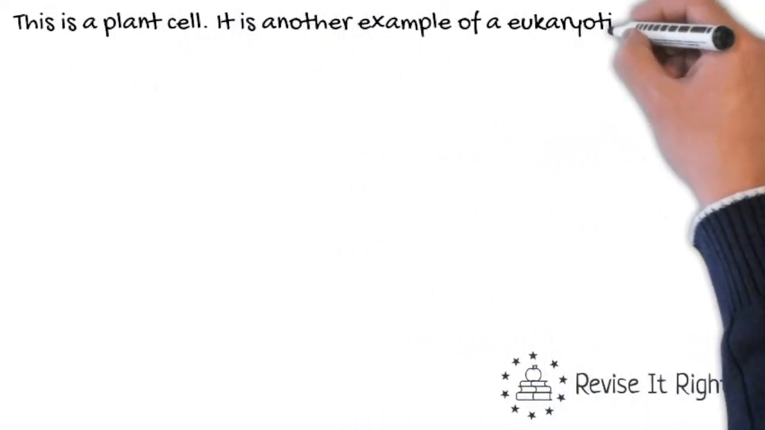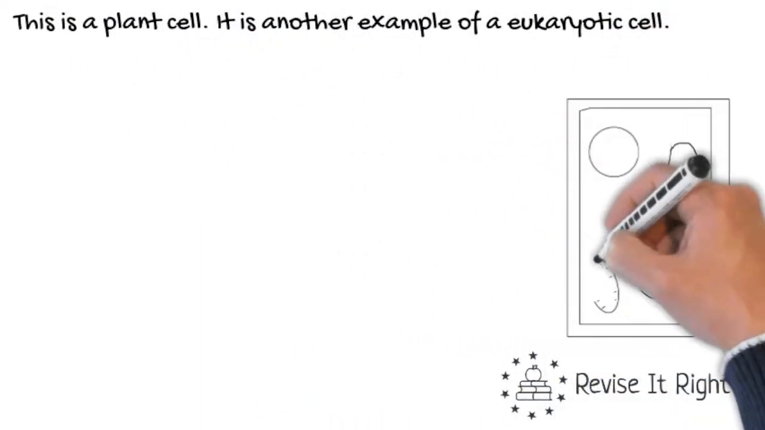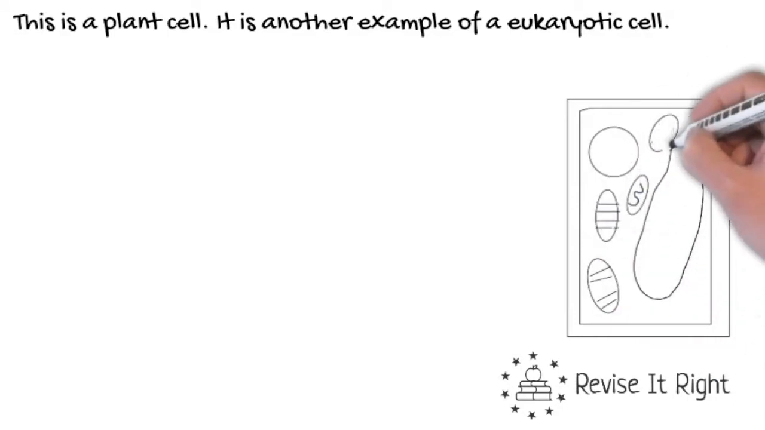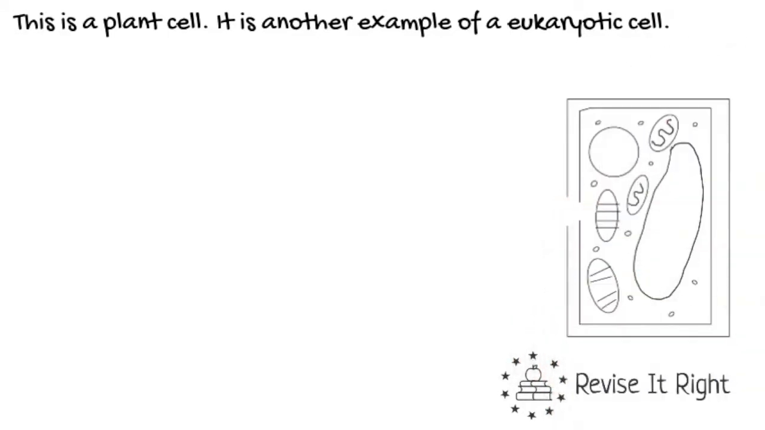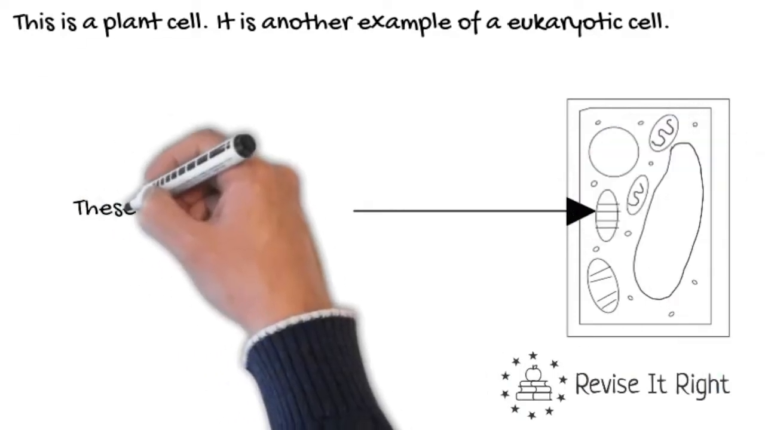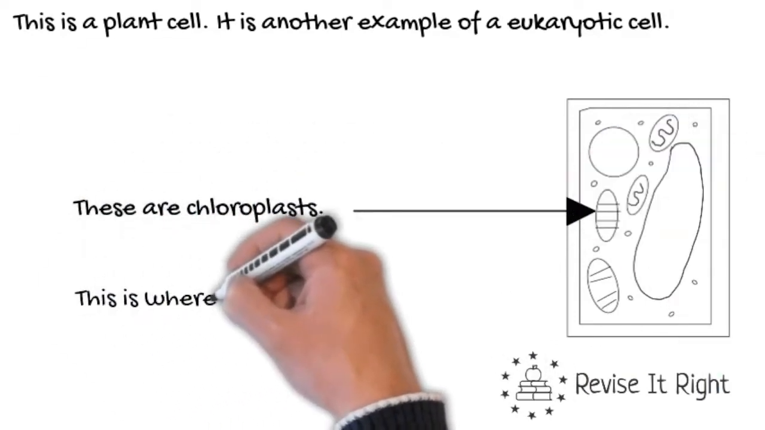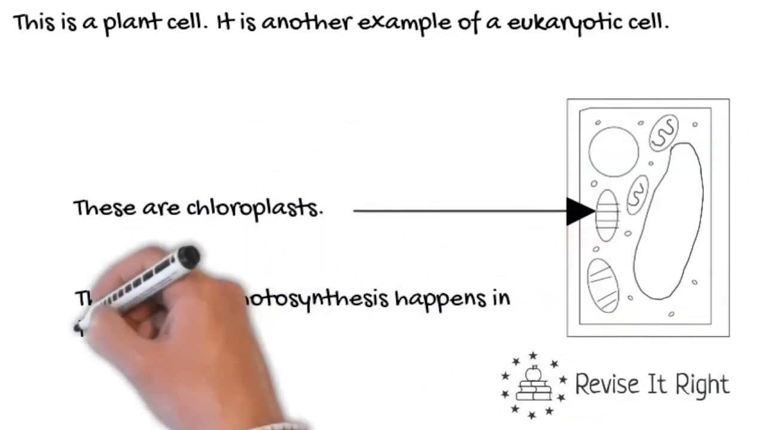Here we have a plant cell. It is another example of a eukaryotic cell. Here we have the chloroplast. It is where photosynthesis happens in the cell.